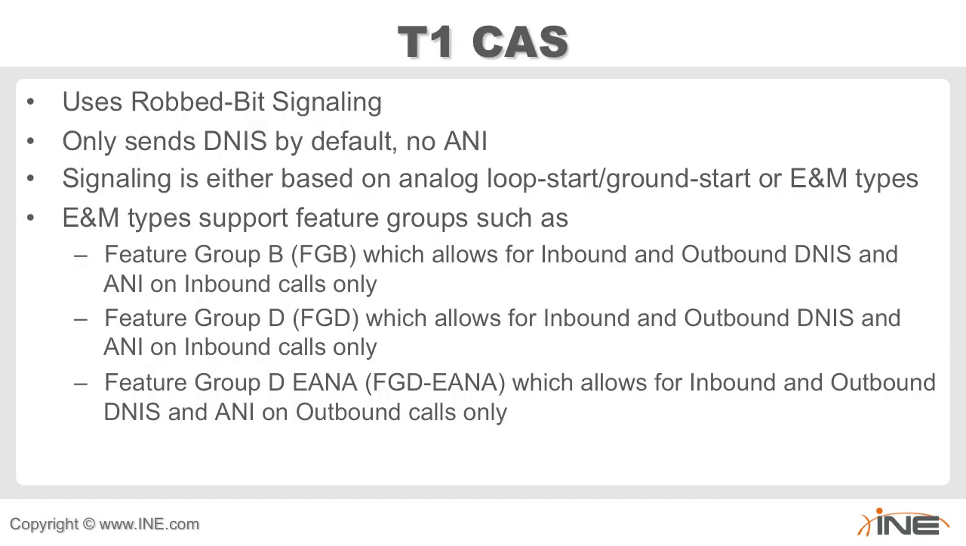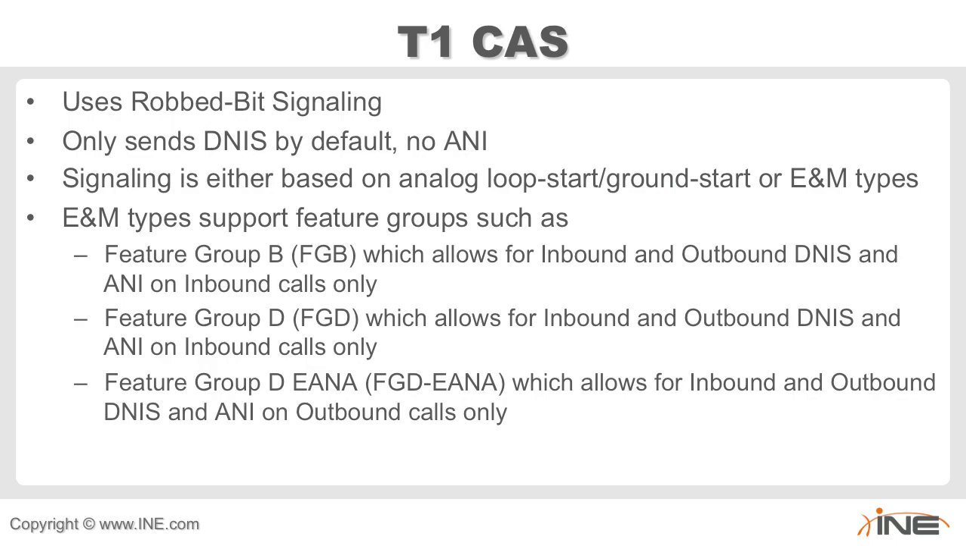So looking a little bit more in depth at T1 CAS, or channel associated signaling. This uses something called robbed bit signaling. This is because we are robbing bits for every channel. We've got 8-bit channels, and we're taking a single bit out of each channel in order to form the data that we're going to use to control the call and to provide information about the call, such as DNIS, the called number.